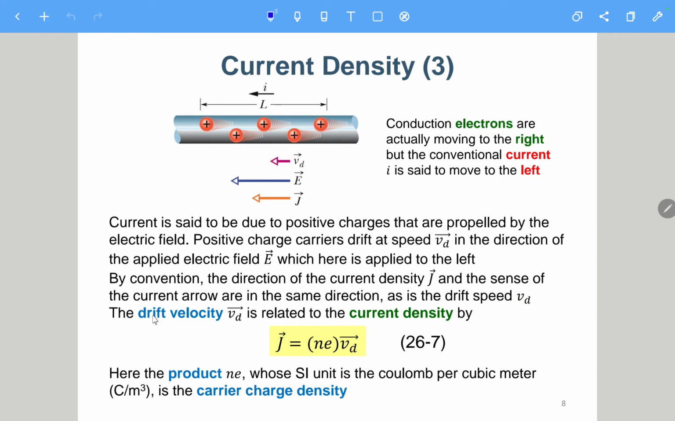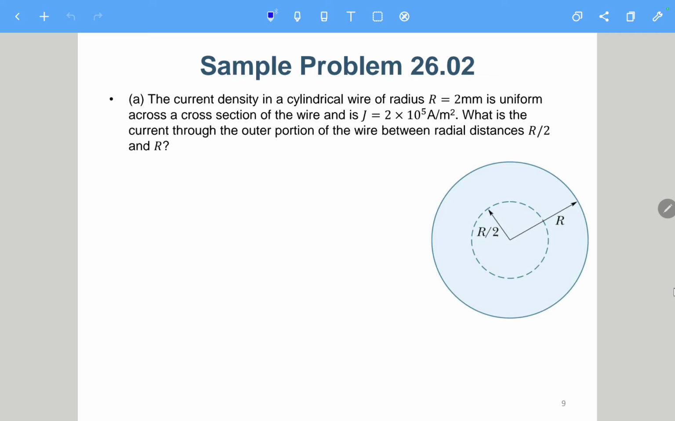So here we just call it the drift velocity, Vd. Here it says the product N e is the carrier charge density. So we just would like to derive this equation.